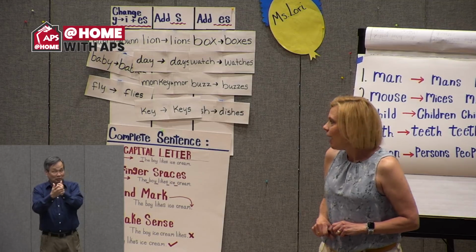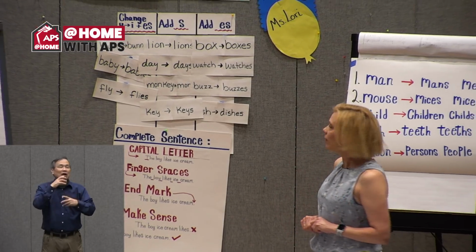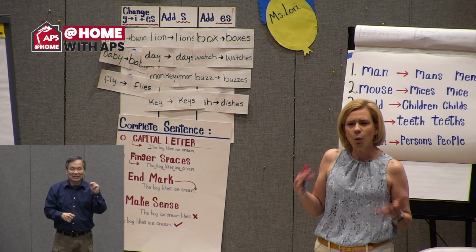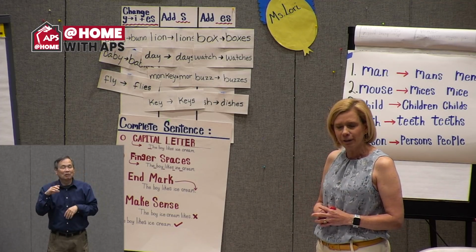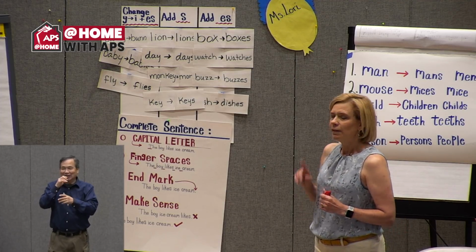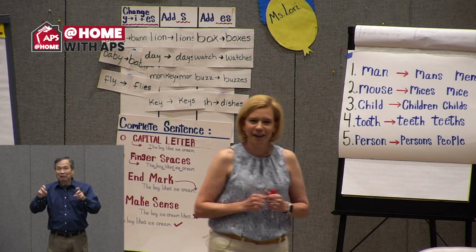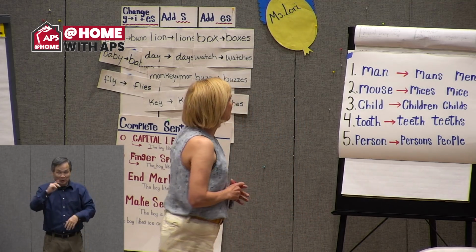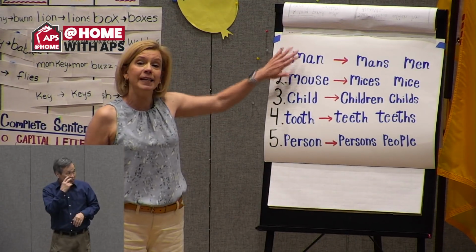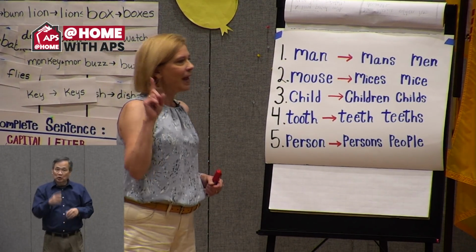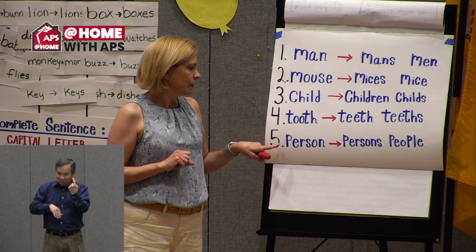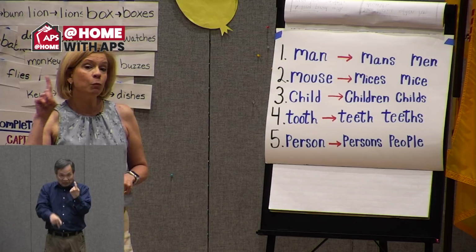All right. I wanted to talk about a couple of more ways to make nouns plural that are irregular. They're also irregular, and some of them don't follow a rule. So I'm going to test your brains now. Are you ready? All right, let's come and look at this poster back here. I have some singular nouns, right? Man, mouse, child, tooth, and person. Those all mean one, don't they?